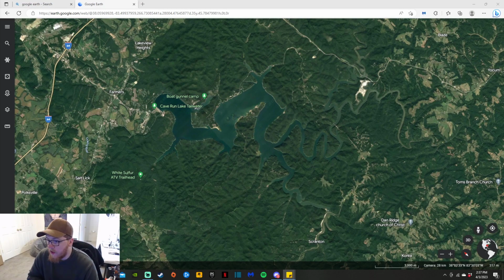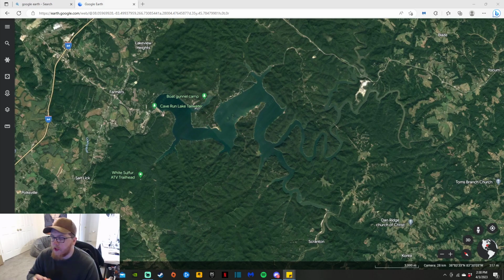So here I've got Google Earth pulled up, and this is Cave Run Lake, a very well-known lake in the musky fishing industry. I'm not going to try to spot burn really. This is just a lake that is well known, so I'm going to base most of my information on what I generally know, and that's mostly river fishing.